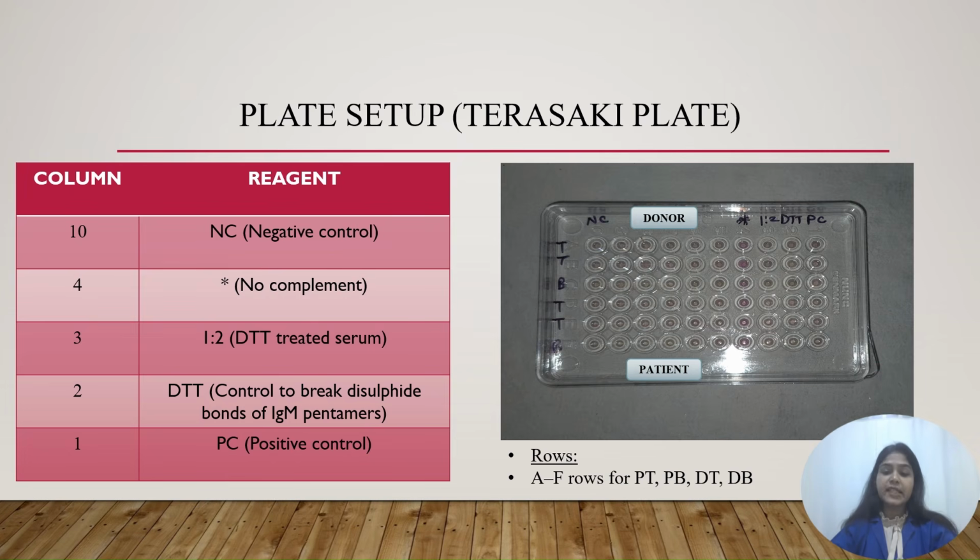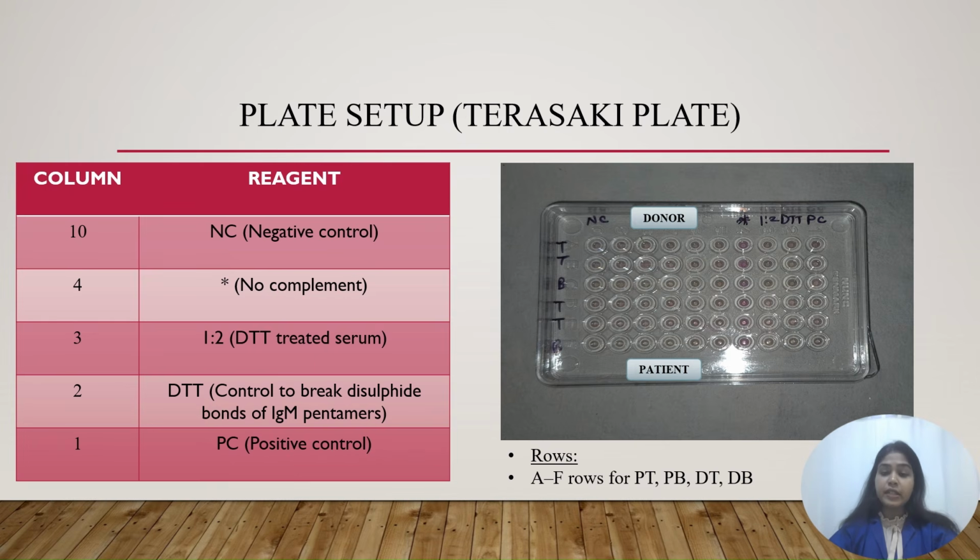Here is the plate setup. It's all about the tray known as the Terasaki tray. It comprises 60 mini wells or micro wells. Column 10, at the very left of the tray, represents NC, the negative control. At the right side, the first column is the PC, the positive control.